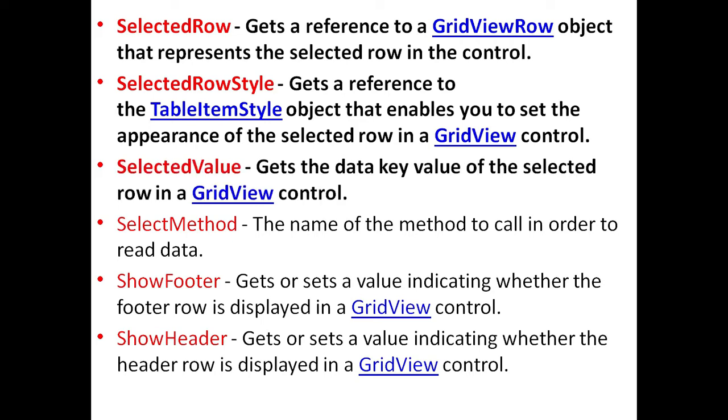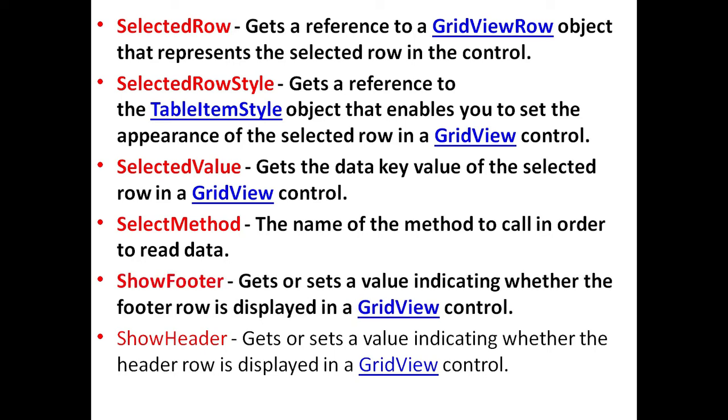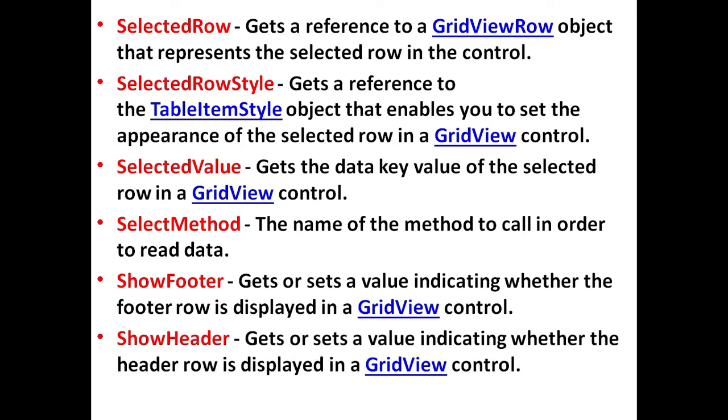Selected value property is used to get the data key value of the selected row in a GridView control. Select method property is used to set the name of the method to call in order to read the data. Show footer property is used to get or set a value indicating whether the footer row is displayed in a GridView control. Show header property is used to get or set a value indicating whether the header row is displayed in a GridView control.